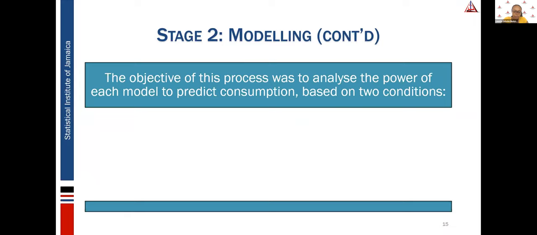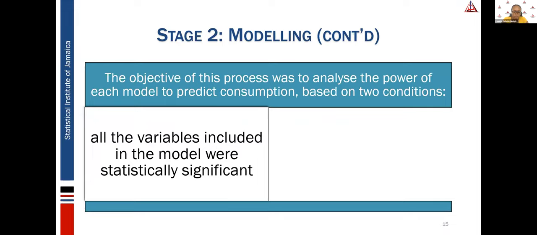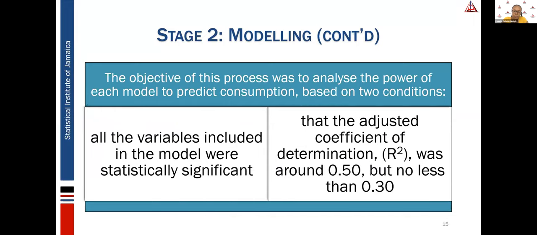All right, so the objective of the modeling process was to analyze the power of each model to predict consumption based on two conditions. One, that all the variables included in the model were statistically significant. And two, that the adjusted coefficient of determination, or the R square, was around 0.05 or no less than 0.30. And this is consistent with empirical regularity for these sorts of models in terms of poverty mapping.